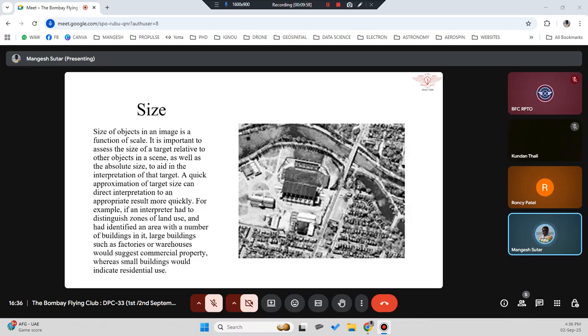It is important to assess the size of a target relative to other objects in the scene as well as absolute size, to aid in the interpretation of that target. A quick approximation of a target's size can direct interpretation to the appropriate result more quickly. For example, if an interpreter had to identify distinct zones of land use, large buildings such as factories or warehouses would suggest a commercial property, whereas small buildings would suggest residential use. As I said, this could be a warehouse and these could be the residential houses for those people who would be working in this warehouse or factory.